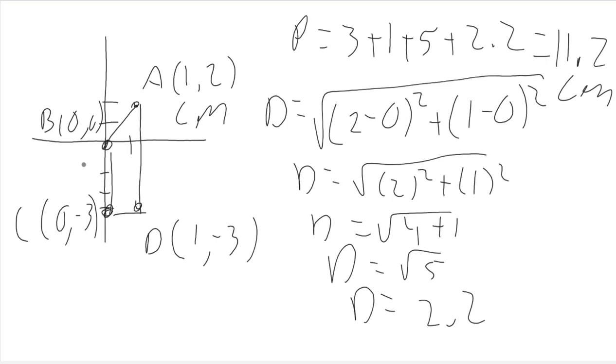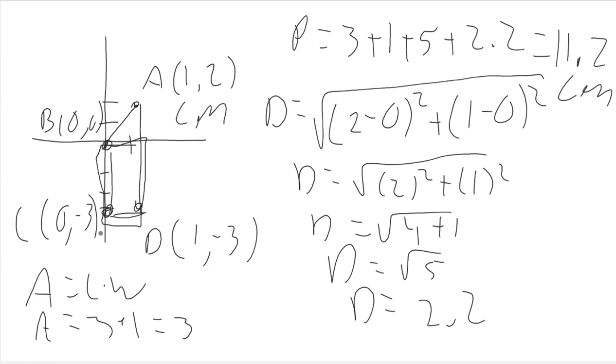Now to find area, I need to cut this into smaller chunks to work with. So the first one, I see this rectangle. So the rectangle area is length times width. So the length is 1, or the width is 1, and the height is 3. So the area for that rectangle is 3.